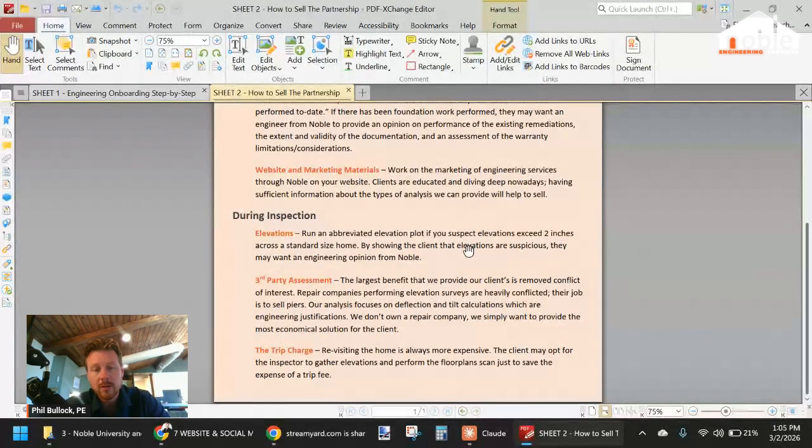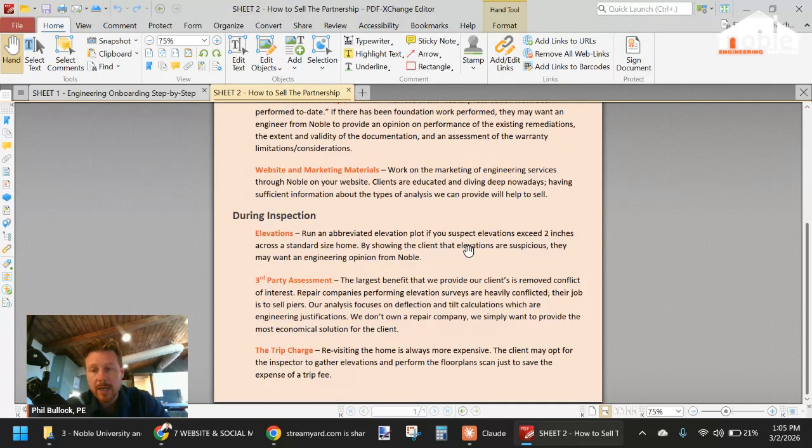The third party assessment I brought up again already. Again, we're not conflicted. Foundation companies, they're free. You go get a free foundation company to come out and tell you if they need work. And it's not a week that goes by that I don't look at a foundation's quote and tell the client that they don't need that work to be done, or that half of it needs to be done.